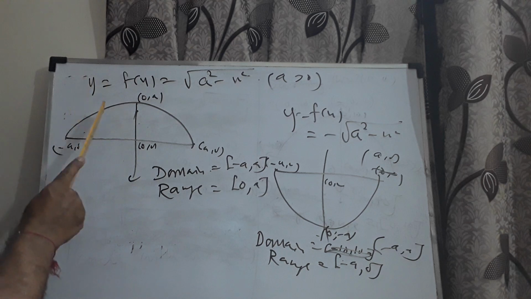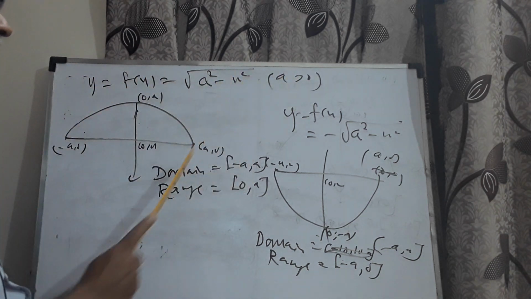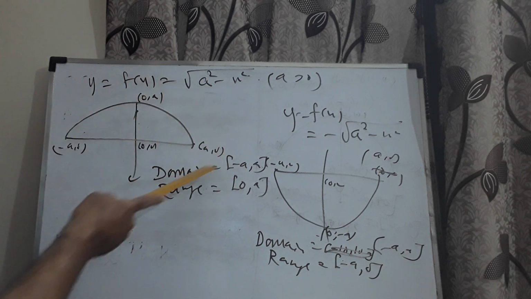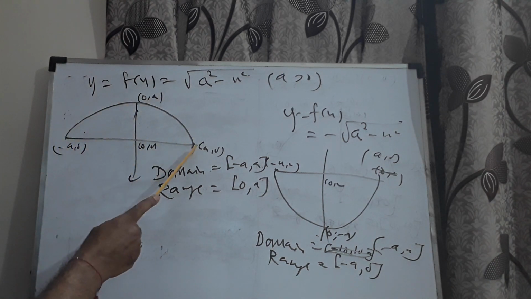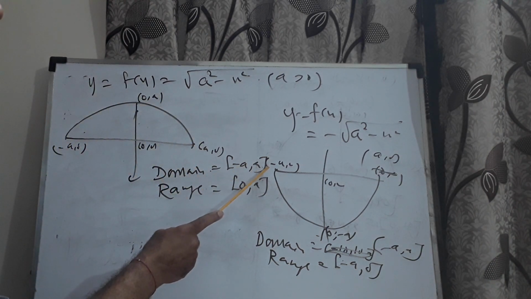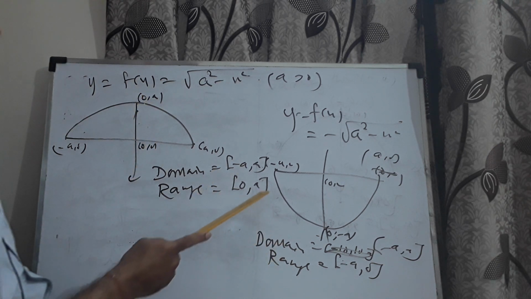I repeat the whole process. The question is given as y is equal to f of x, root of a square minus x square, a greater than 0. It's just the upper half of the circle with center (0, 0), passing through (a, 0), (-a, 0), (0, a). Now the x values taken are in the closed interval, therefore the domain is [-a, a]. The y value is in the closed interval [0, a]. Range is [0, a].